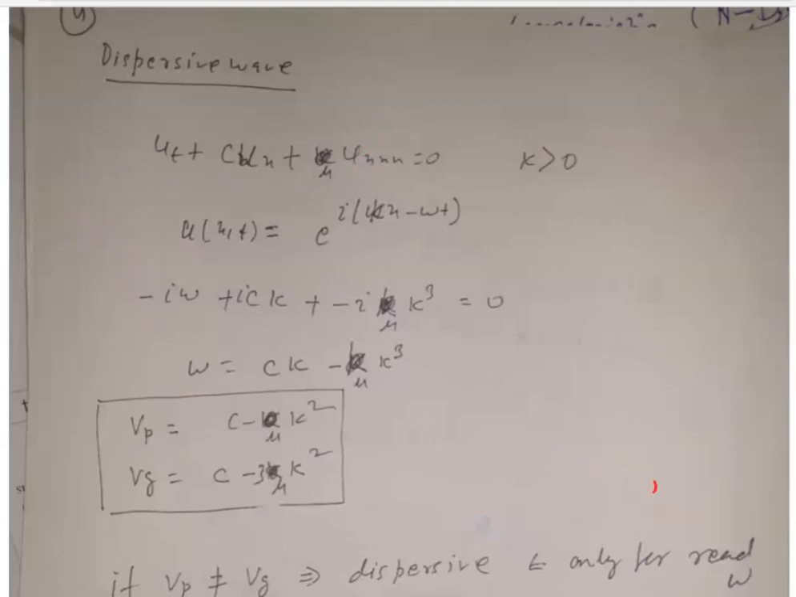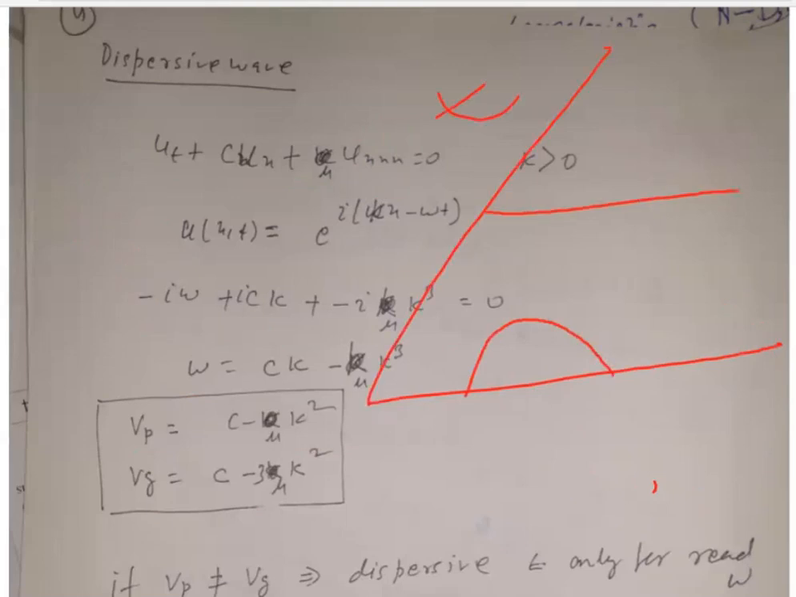The meaning of dispersion is, suppose you have started this wave at time t. At a later time, this wave will be something like this. The area, let's say, remains the same, but the shape will be changed. So this is the meaning of dispersion. Meaning the wave packet or wave gets dispersed along x. This is the meaning.